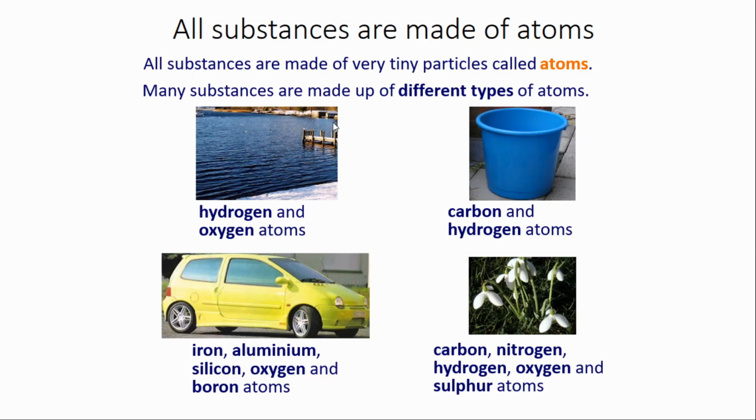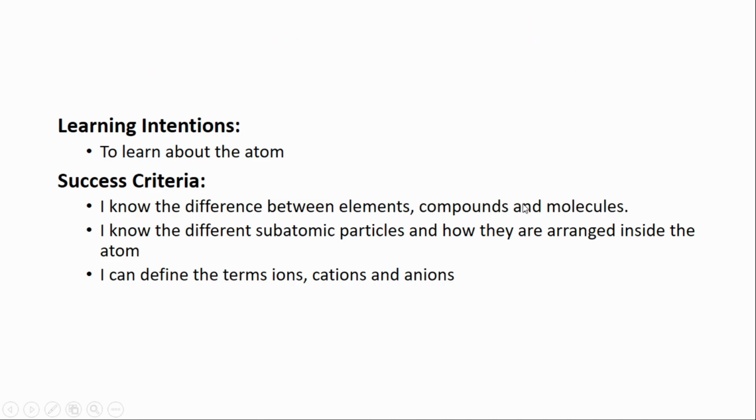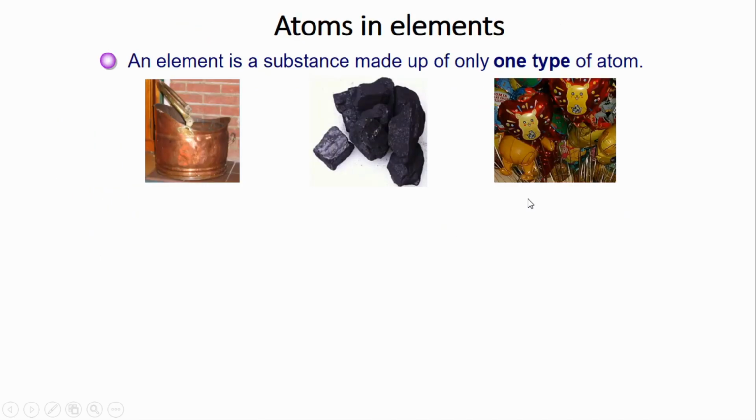So the key point from this slide is that all substances are made up of very tiny particles called atoms, and many substances are made up of different types of atoms. Remembering our keywords from our first success criteria: elements, compounds and molecules. Let's start off with elements here. An element is a substance made up of only one type of atom.